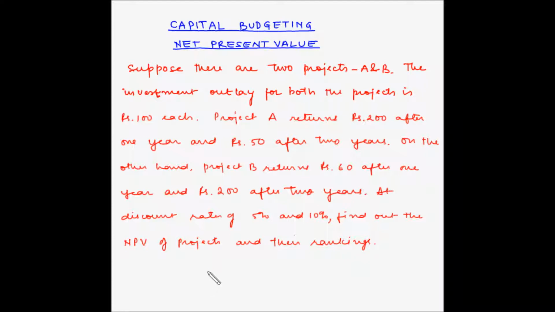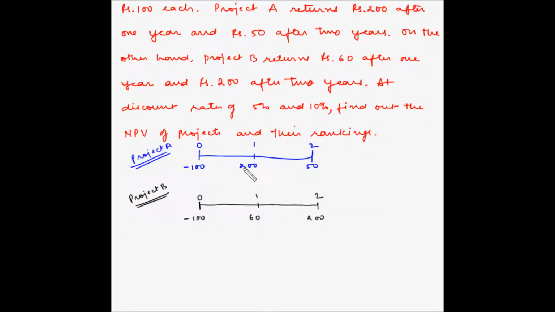So let us first draw the time scale for these two projects. So here I have drawn the time scale for the two projects. As you can see, project A has a bigger cash inflow at the end of first year and a smaller one at the end of second year, whereas project B has a smaller cash inflow at the end of the first year and a bigger one at the end of the second year.